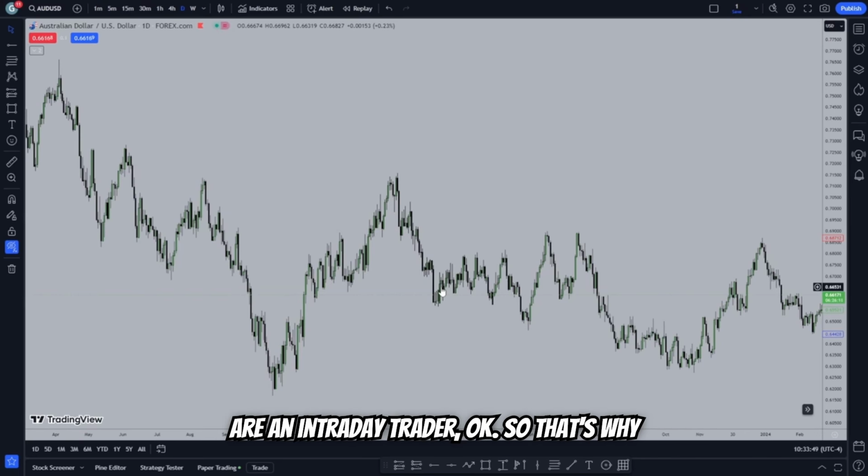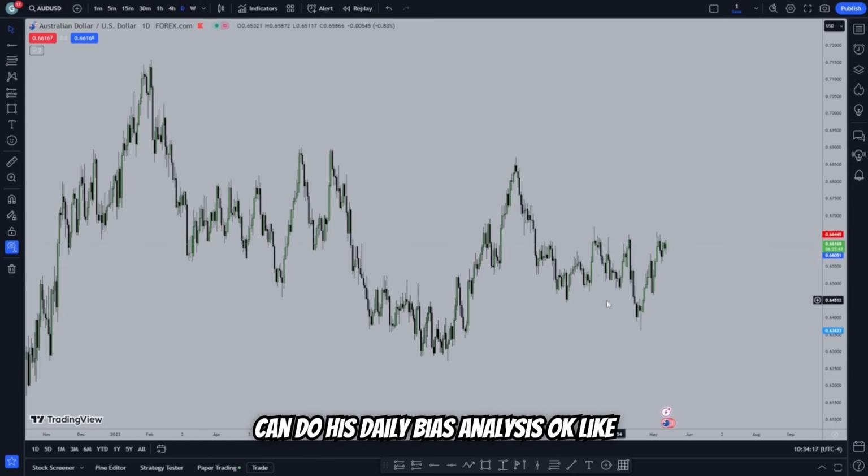So if you're trading the 5-minute time frame, you don't need to know the daily bias or the weekly bias. You should know what's going on in the 15-minute or 1-hour time frame, what the short-term trend is. But if you are an intraday trader, or a trader who trades on the 30-minute, 1-hour or 4-hour time frame and holds the trade for a few days, he can go to the daily time frame and do his daily bias analysis.